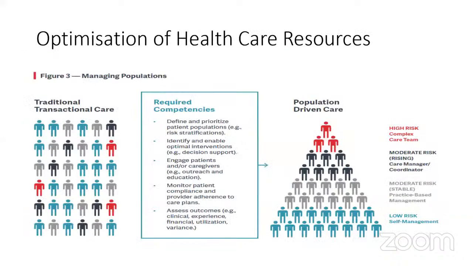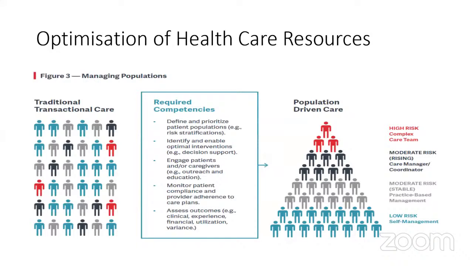So optimization of healthcare resources is another important area for application of AI. Traditionally, transactional care happens: the entire population is sequentially treated and scanned, and the same amount of effort is sequentially paid by the healthcare providers and specialists. So now, in the case of AI and ML and these digital health systems, they facilitate us to define and prioritize the patient population, and high risk complex care patients can be identified who are to be admitted in the ICUs and monitored in the hospitals, and the moderate risk care managers.